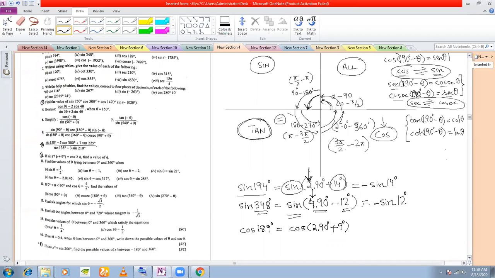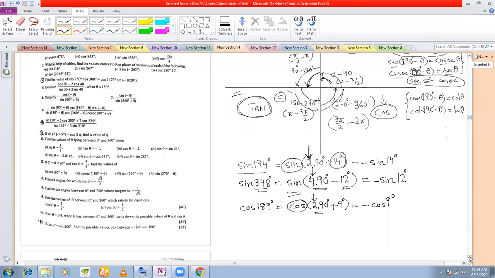When I was multiplying 2 into 90 degree, I was in the second quadrant. But I have added something to it, so now I am in the third quadrant, where only tan is positive. So the cos that I have is negative in this quadrant, so I'll give a negative sign. And cos will remain cos because I have an even multiple of 90 degree. Cos 9 degree. Okay. So this is what happens for even multiples.